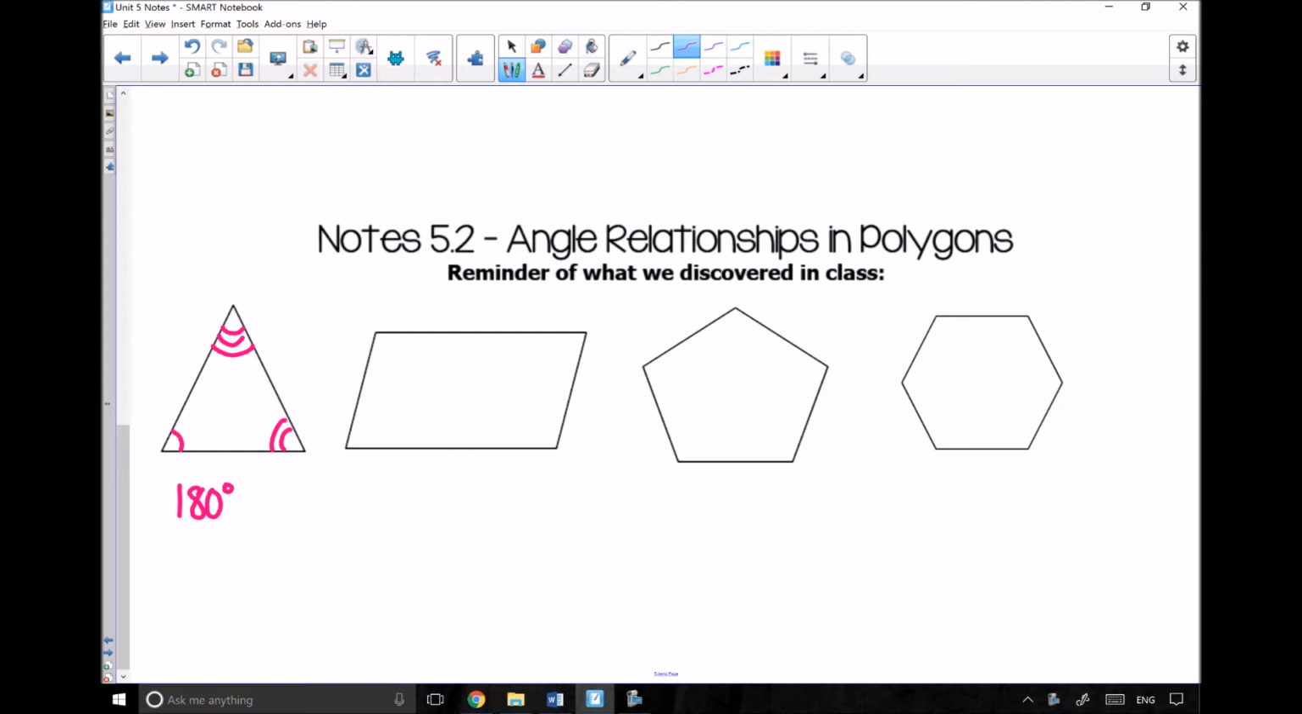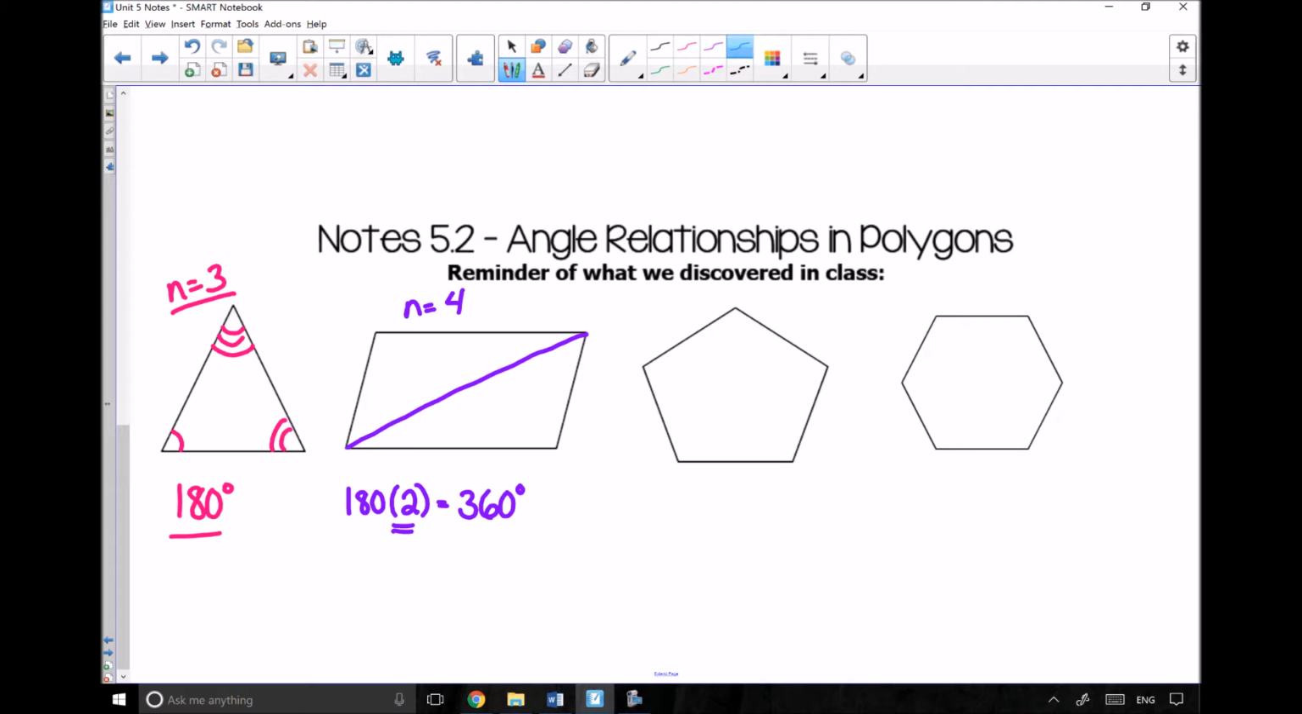Now, if you remember, we figured out that two triangles are created when we have a quadrilateral, any type of quadrilateral. So the number of degrees that we have inside of a quadrilateral altogether is 180 times 2, or 360 degrees. So remember right here, we're going to say n equals 3, and the number of degrees is 180 degrees. Here we're going to say n equals 4, and we did 180 times 2.